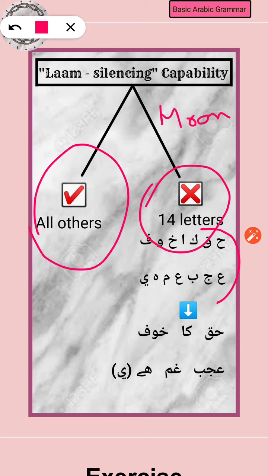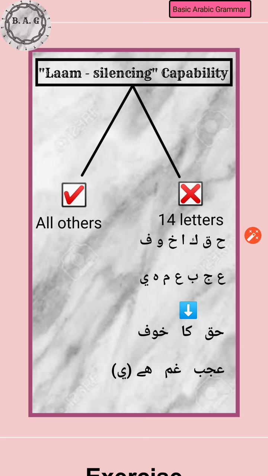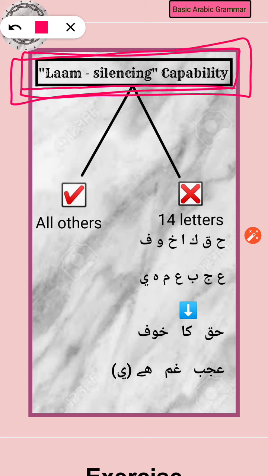You'll find all kinds of variations based on this classification. So you'll have moon letters and sunny letters, and all different kinds of versions. But the basic concept is which letter has the lam silencing capability, and that is the actual concept behind this classification between the sunny group and the moon group, or the shamsi group and the qamari group. So this is the concept. If you know this concept, great, awesome.